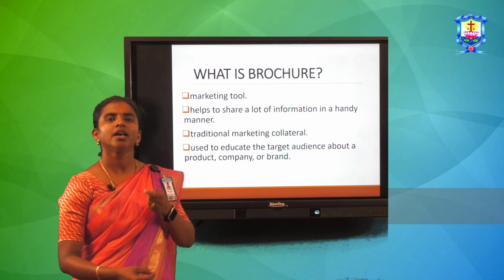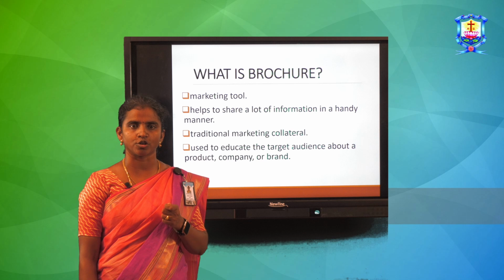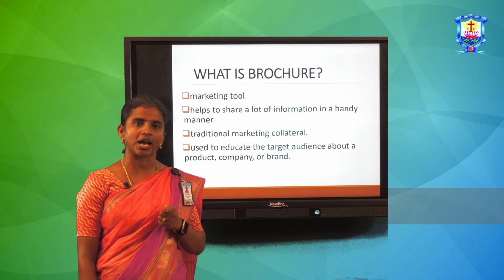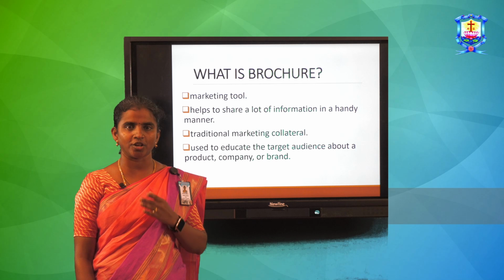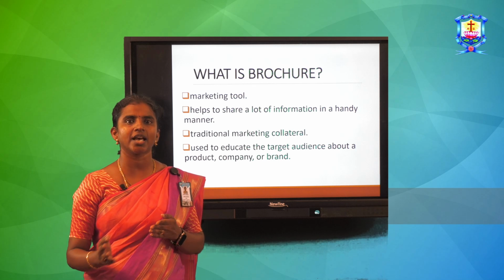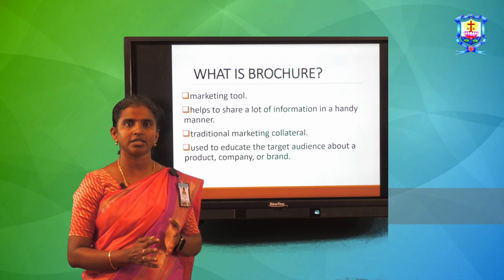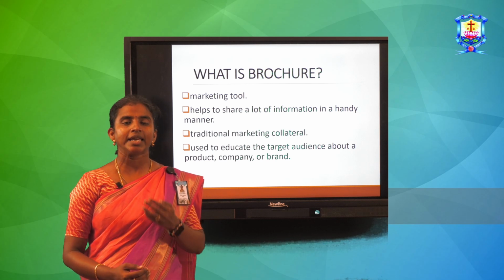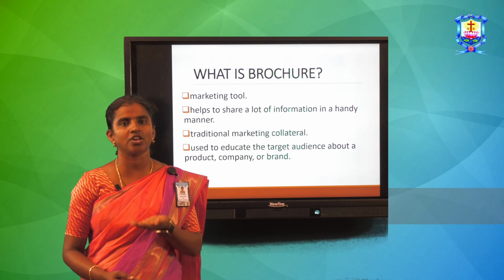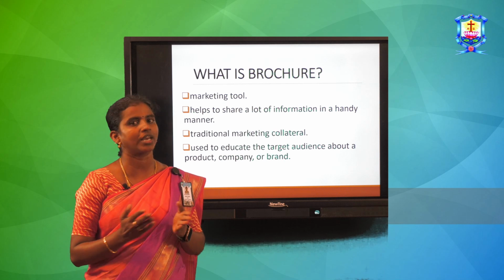For example, if you are given a pamphlet or brochure in your hand, you will be able to understand the history of the company, what things are there in that particular brochure, other ingredients they are going to add about a product, and what the price of the particular product is. All the details you will get in a handy manner, in the sense you have it in your hand so that you can open it and see everything.